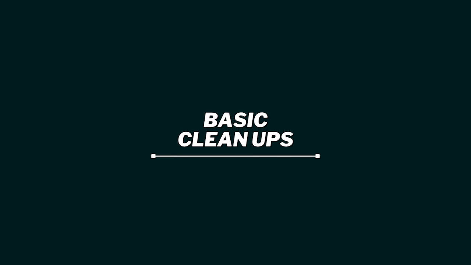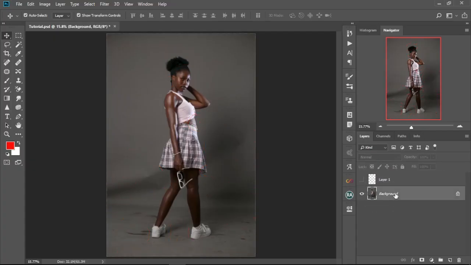Doing my basic cleanups. Afterwards, I hide my marked layer, press Ctrl and J on the keyboard to duplicate my background layer and start doing my basic cleanups, corrections and removing any unwanted parts of the image.